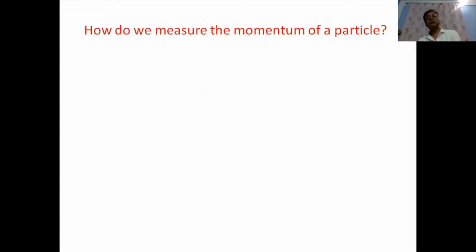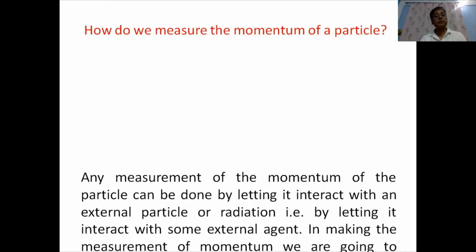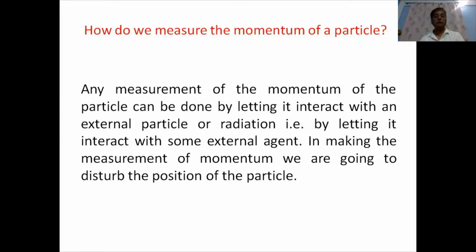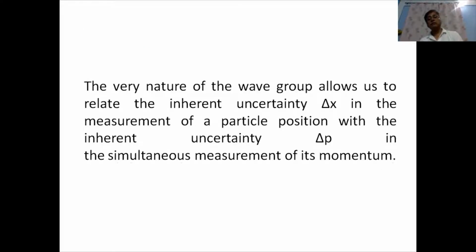Then the question is, how do we measure the momentum of a particle? The standard procedure is that any measurement of the momentum of the particle can be done by letting it interact with an external particle or radiation, that is, by letting it interact with some external agent. In making the measurement of momentum, we are going to disturb the position of the particle. That is, simultaneously we are not able to measure momentum and position with accuracy. The very nature of the wave group allows us to relate the inherent uncertainty delta x in the measurement of a particle position with the inherent uncertainty delta p in the simultaneous measurement of its momentum.